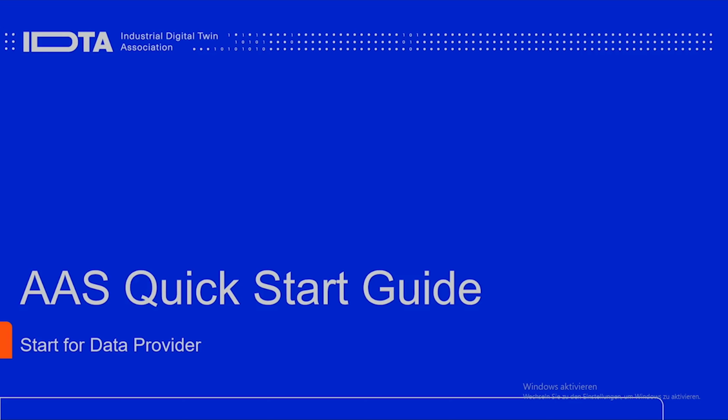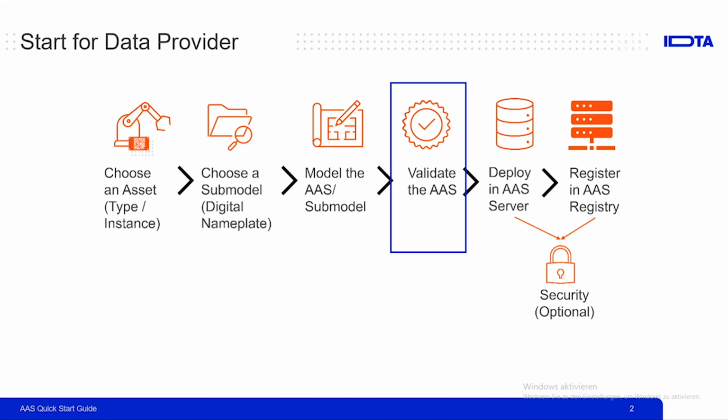Since the last few videos, we are working on the data provider's perspective. In the last few videos, we have seen a few steps on how to get started with the Asset Administration Shell as a data provider. We have seen how to choose an asset, for example, a car, how to choose a use case and a corresponding submodel template for it, for example, a digital nameplate. We also modeled a shell for a car considering the digital nameplate use case for it. And finally, in the last video, we validated this shell against the IDTA specifications via the test engine.